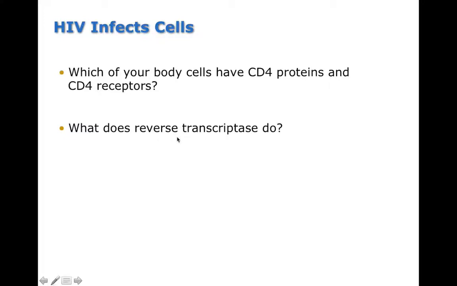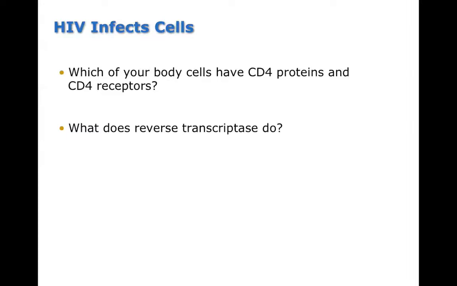Now, what's fascinating too is that HIV is an RNA virus, right? So in the virion, it uses RNA as its genome, but it packages its own reverse transcriptase. And what reverse transcriptase does is it converts HIV's RNA genome into a DNA strand, and that can be inserted into the host cell's genome using an enzyme called integrase.